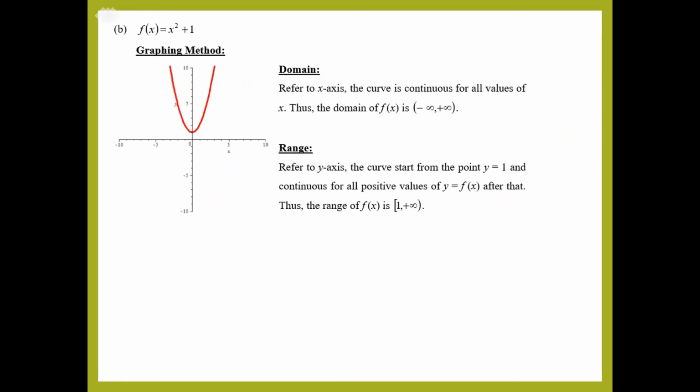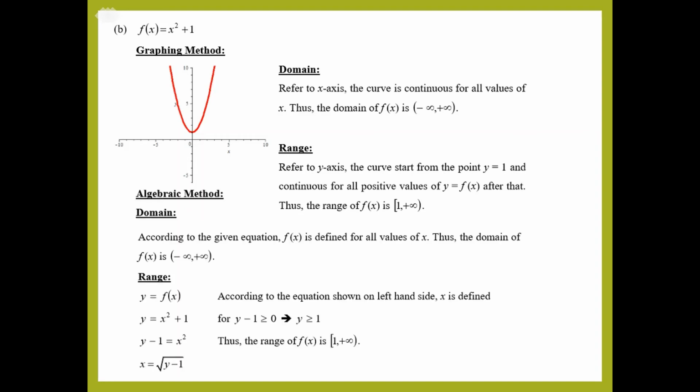For b, f(x) is a quadratic function, so the graph should be a small curve that starts from the point y equal to 1. As f(x) is defined for all x values, the domain of f(x) is equal to negative infinity to positive infinity. As f(x) is only defined for y positive with the minimum point at y equal to 1, the range of f(x) is 1 to positive infinity.